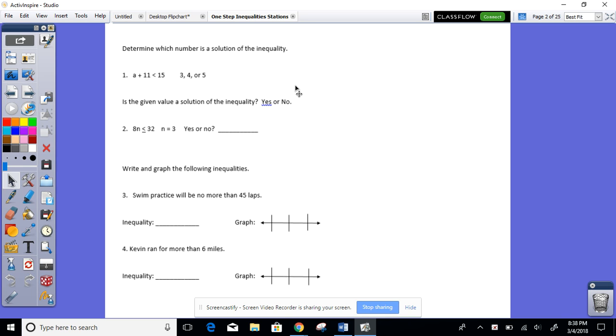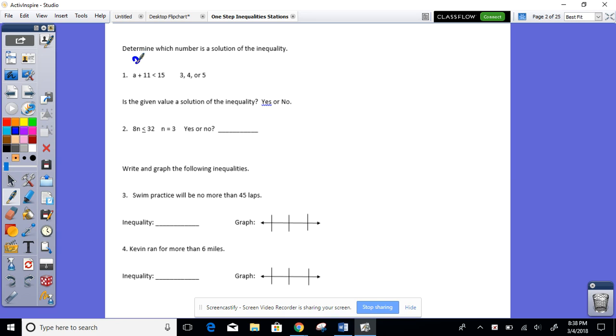Okay, guys, so we're going to briefly review what we've done before, and then we're going to move on to solving inequalities with just one step, and we'll solve for the value of x. So it says determine which number is the solution to the inequality. And this is what we've been doing in the past. So a plus 11 is less than 5. Is it 3, 4, or 5? And remember, we just have to plug it in.